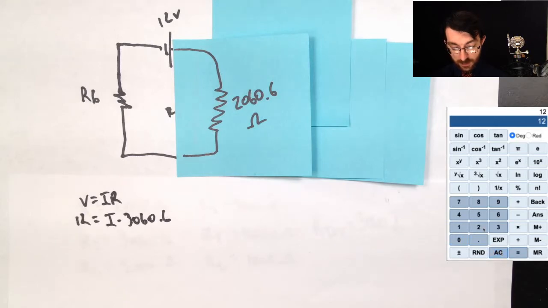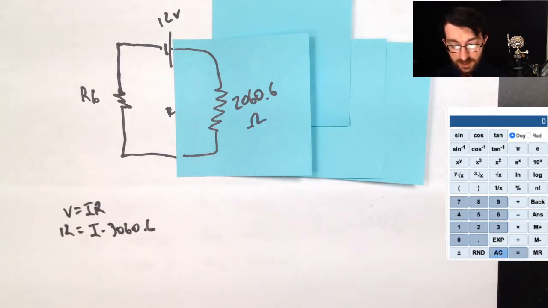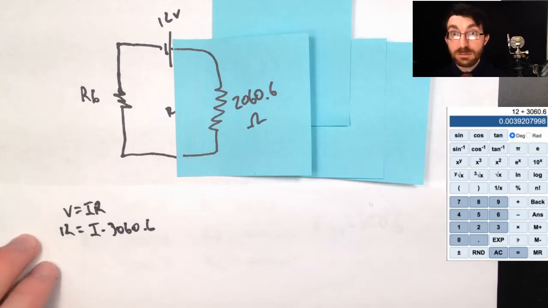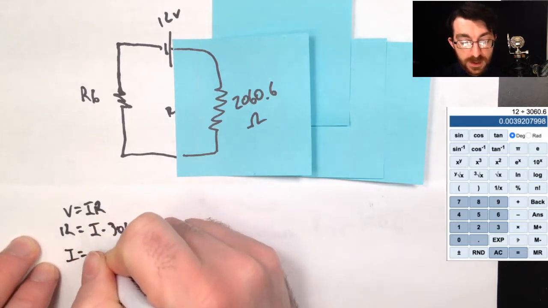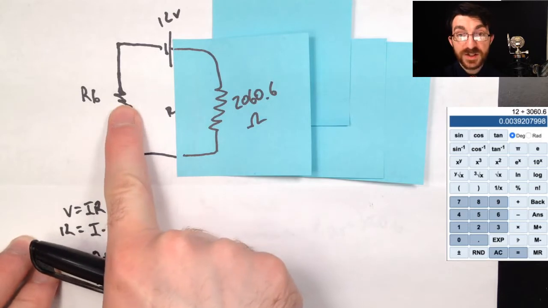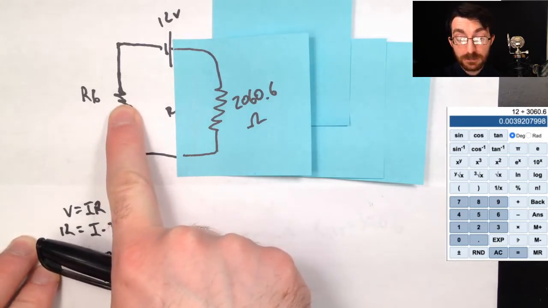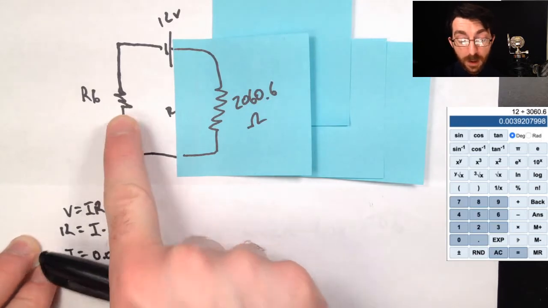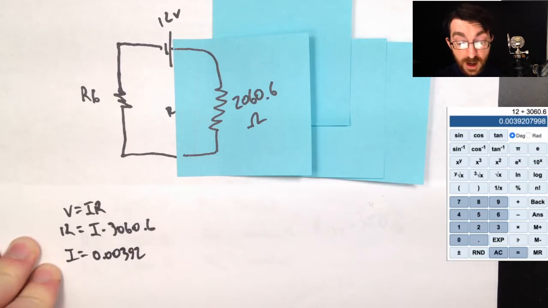It's like not fair. 12 divided by... Oh, sorry, that was plus. Oh, the plus sign and the divided sign, they look so similar sometimes. So, 12 divided by 3060.6. Not a lot. 0.00392. All right. So the total current in the circuit is 0.00392. So here's what that means. In resistor 6 is that much current. There's that much current in resistor 6. That also means that we can figure out the total voltage drop across resistor 6 because we know how much current is in it. So let's go ahead and do that.